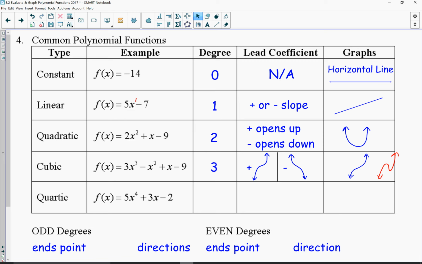Then we have a quartic function. Degree of a quartic function is 4. Quartic function graphs take the shape of a W or an M, depending on whether the lead coefficient is positive or negative. If it's positive, it'll look like a W. If it's negative, it'll look like the M. It'll open down.